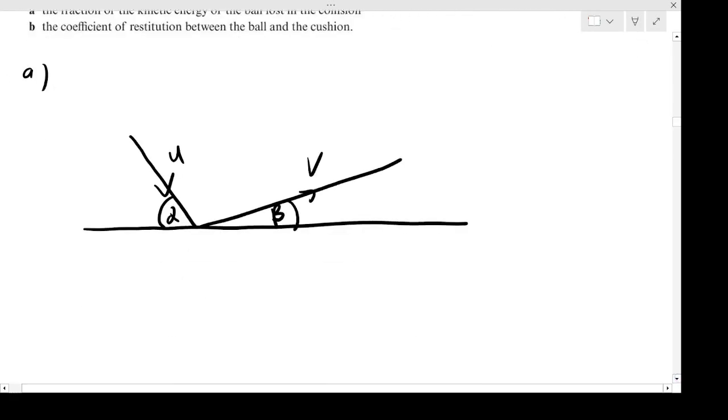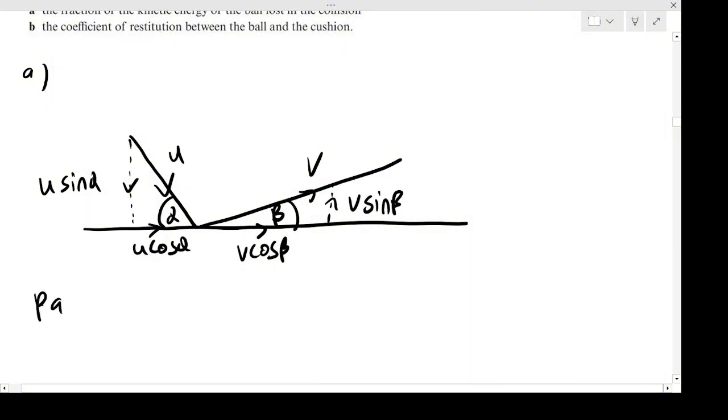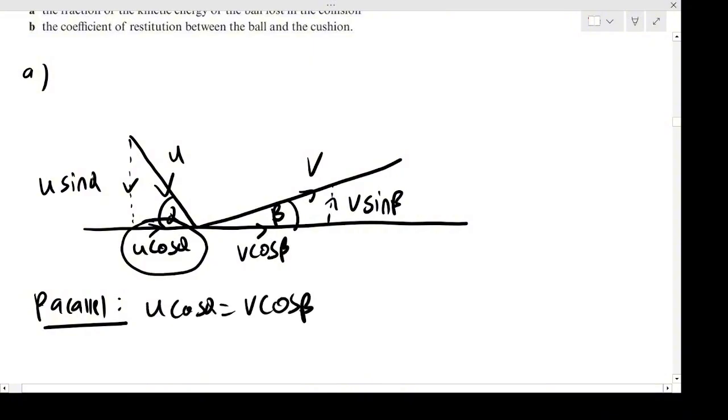So there we are. Speaking about that, we can split up the two sides like this. Again, as usual, u sine alpha and then u cos alpha, and then this is going to be v cos beta and v sine beta here. Now firstly, the parallel speeds are equal. That means across the surface, u cos alpha is going to equal v cos beta. Okay, then perpendicular.